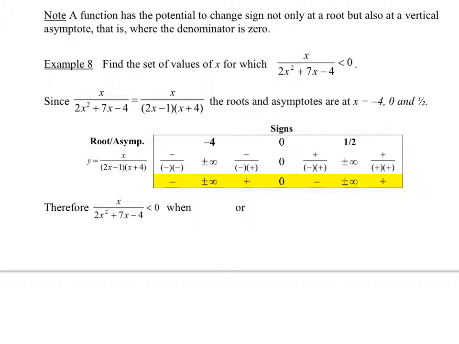So then we're looking at when this whole expression here, which is the same as this, is less than 0. So we're interested in this zone and this zone, where the whole expression is going to be negative. That is, whenever x is less than negative 4, for this part here, and also whenever x is between 0 and a half, right in here.